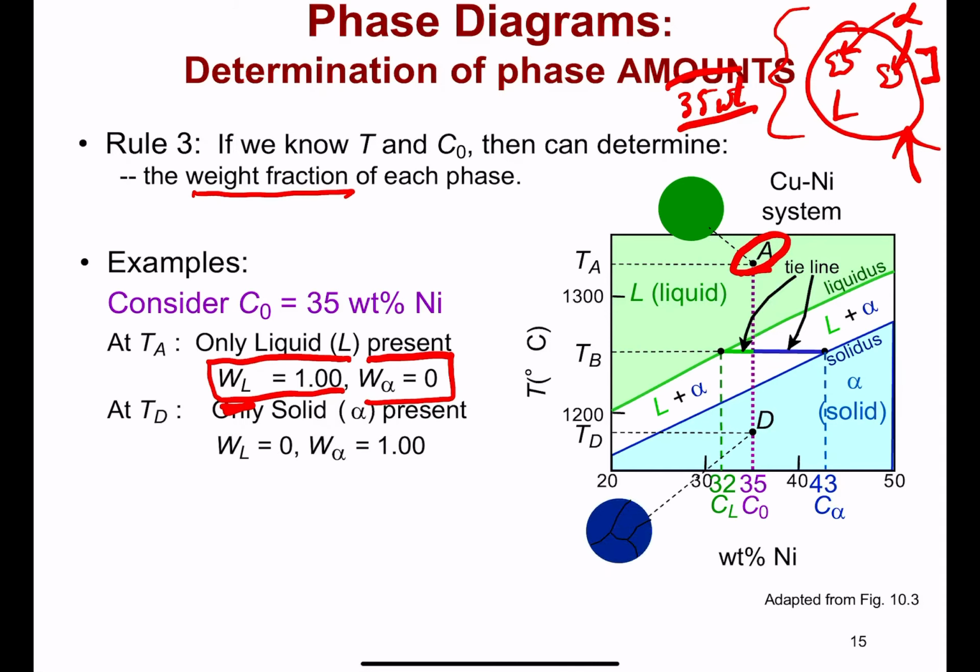Similarly, going to another easy spot, down back into the solid territory, what do we know about the weight fraction of the liquid down there? Well, there is only one phase and it's not liquid, it's solid. So the weight fraction has to drop to the lower limit of 0, while the only phase that's present is the alpha phase, so that will now rise to the upper limit of 1 there.